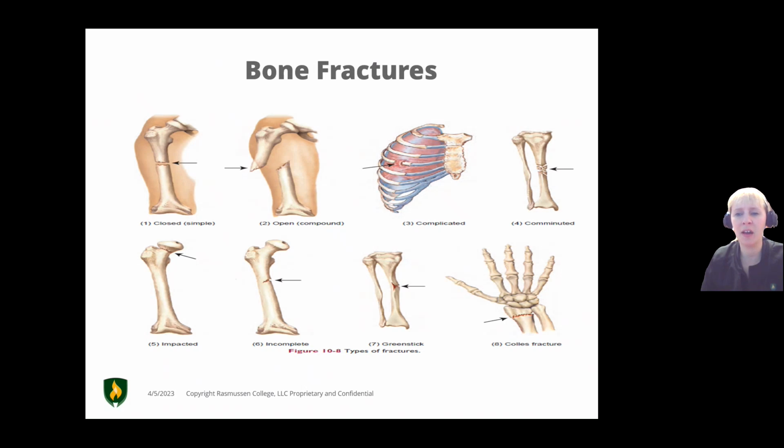Lastly, we have a Colles fracture. This is a break at the lower end of the radius in your wrist, occurring just above where the wrist actually is. Another way that we discuss this is a foosh, F-O-O-S-H, fall on outstretched hand.